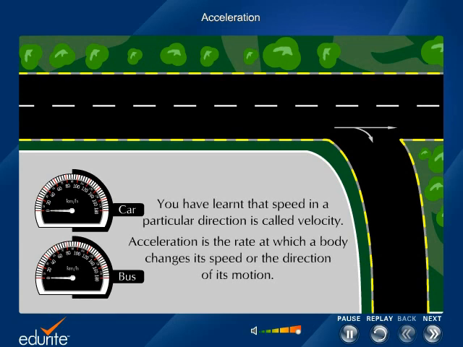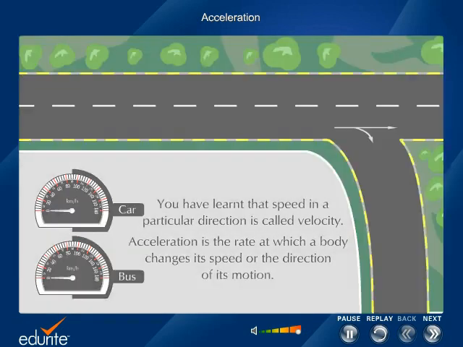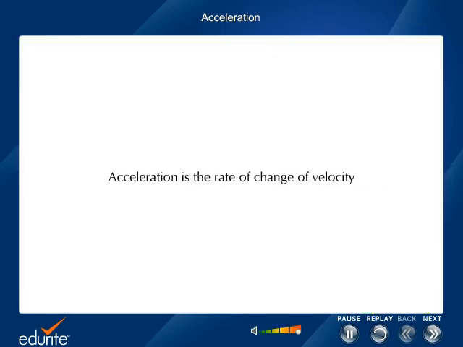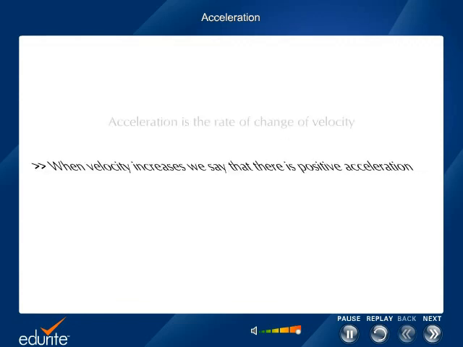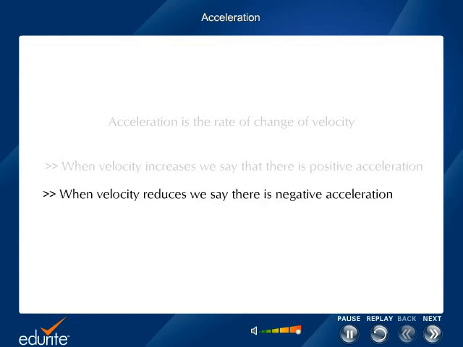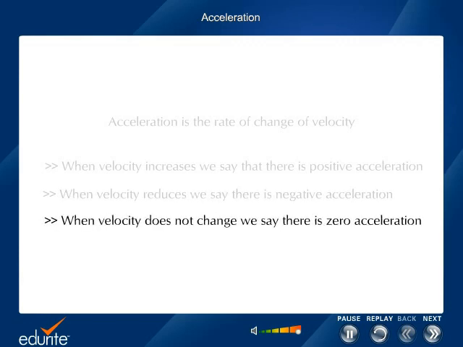You have learnt that speed in a particular direction is called velocity. Acceleration is the rate at which a body changes its speed or the direction of its motion. Thus, we can say that acceleration is the rate of change of velocity. It is a vector quantity. When velocity increases, we say that there is positive acceleration. When velocity reduces, we say there is negative acceleration. When velocity does not change, we say there is zero acceleration.